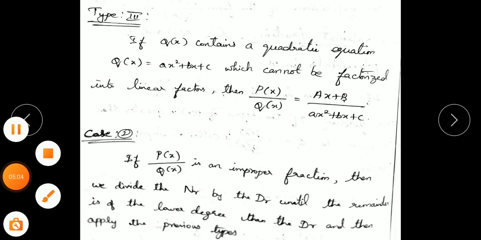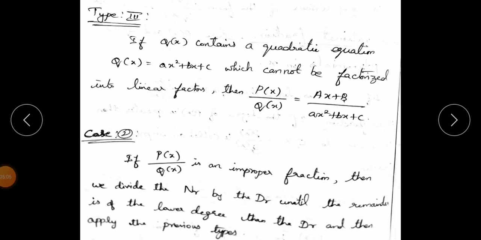Okay. Next one is case 2. Case 2 is an improper fraction. If it is an improper fraction, then we have to divide the numerator by the denominator until the remainder is of the lower degree, and then apply the previous steps. So if it comes under the improper fraction, we have to make it a proper fraction by dividing both the dividend and divisor.